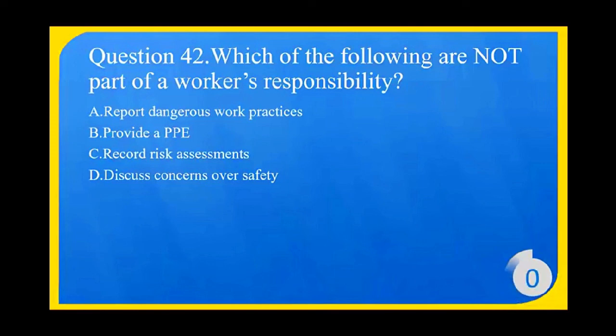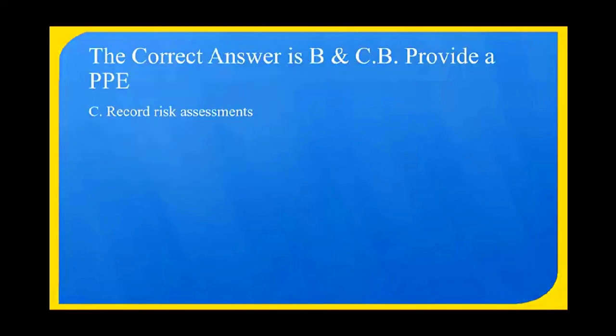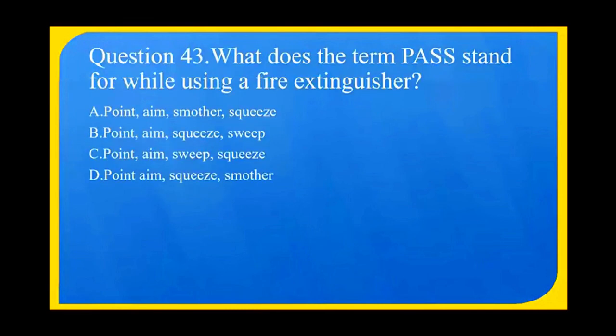The correct answer is B and C. B. Provide a PPE. C. Record risk assessments. Question 43. What does the term PASS stand for while using a fire extinguisher? A. Point, aim, smother, squeeze. B. Point, aim, squeeze, sweep. C. Point, aim, sweep, squeeze. D. Point, aim, squeeze, smother.